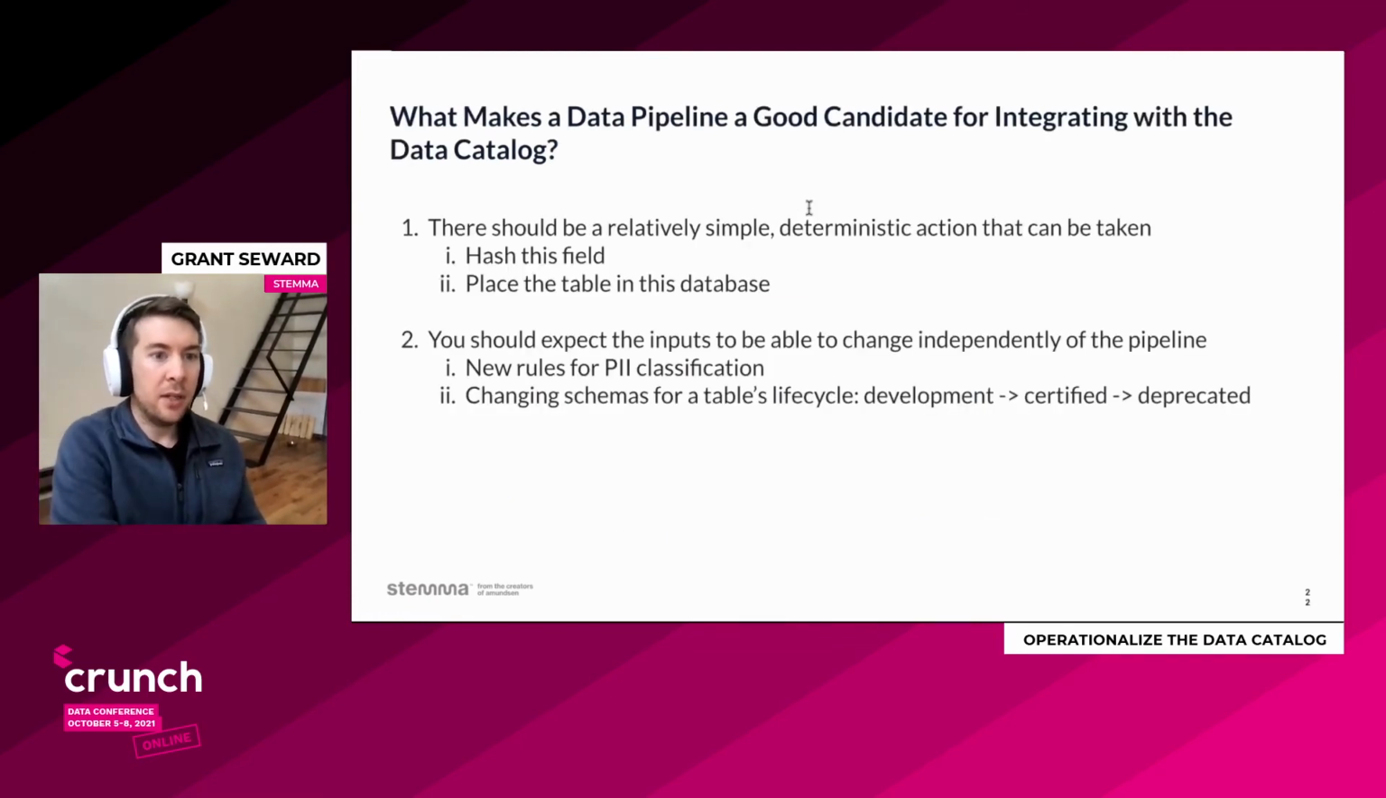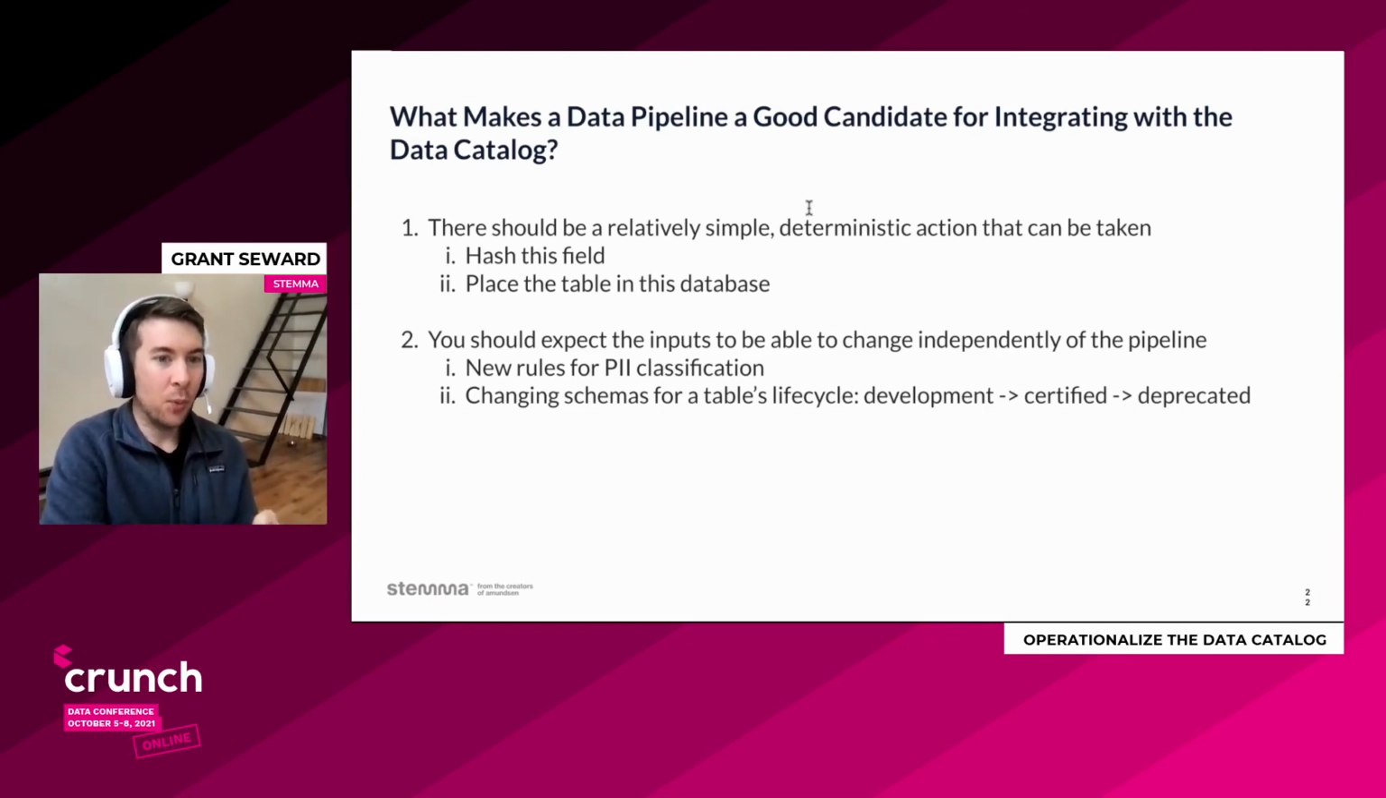So what makes a data pipeline a good candidate for integrating with data catalog? Handling of PII data within your ecosystem, and in particular within the warehouse. So there's 2 points here that we want to cover for what is going to be a good candidate with integrating within the data catalog.